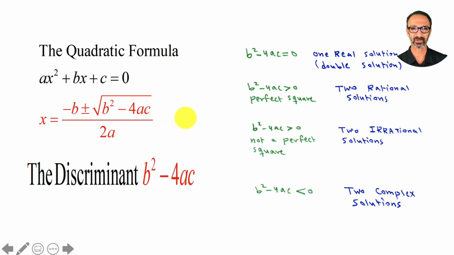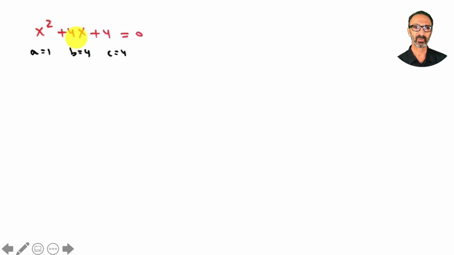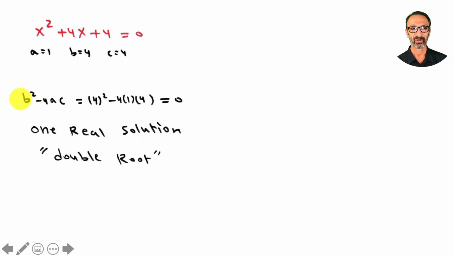Let me give you some examples. x squared plus 4x plus 4 equals 0. A equals 1, and b equals 4, and c equals 4. The discriminant, b squared minus 4ac, you just take your time and plug in the numbers where they belong. b squared will be 4 squared. Minus 4 times a, which is 1, times c, which is still 4. Simplify it. I get 4 squared minus 4 squared again. As you can see, 4 times 4, which is 0.